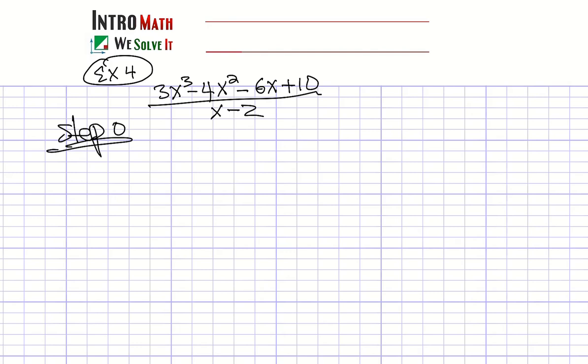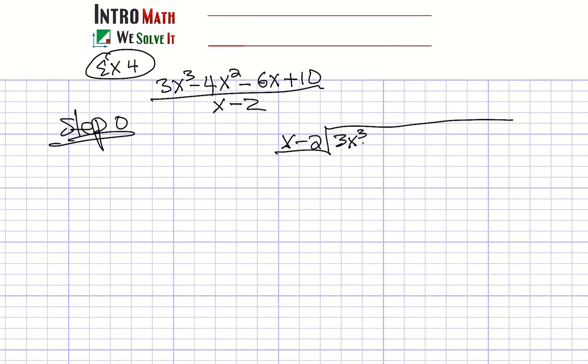The standard form is x minus 2, like that. That's the standard form right there. 3x raised to the power 3 minus 4x squared minus 6x plus 10. See, that's how you write it there. All right, you see it, right? And the dividend is okay, so it doesn't have anything missing.